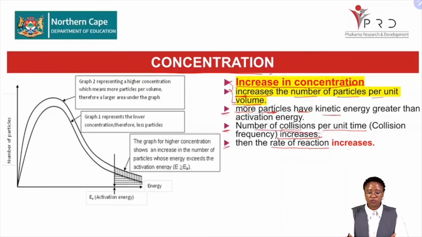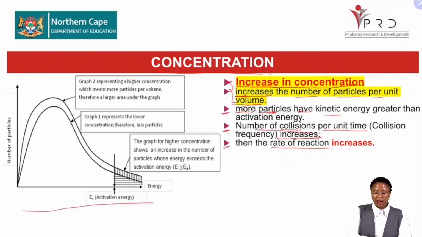It's actually the opposite of what I'm saying. Now that you know how to use the collision theory to explain why increasing concentration affects the rate of the reaction, the next thing that I want to quickly remind you is the graph of concentration. Okay, so you still remember this is still the Maxwell distribution curve.